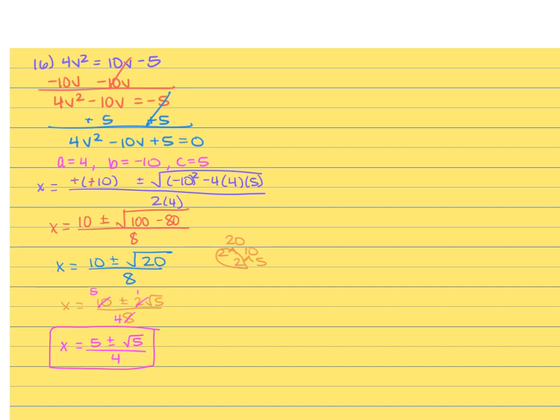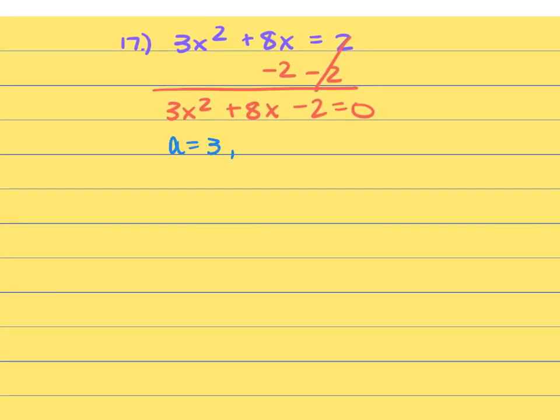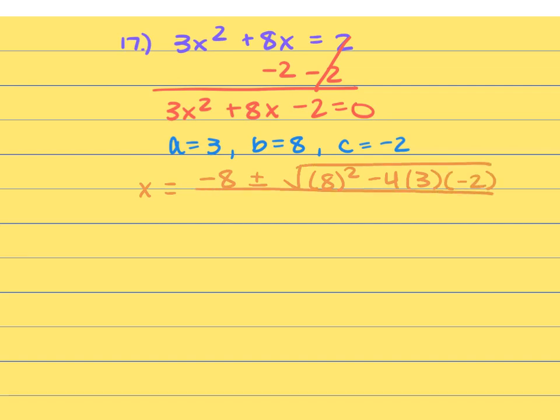For 17, we have 3x squared plus 8x is equal to 2. So we're going to move that 2 over by subtracting it from each side. So 3x squared plus 8x minus 2 is equal to 0. Plug the values in. Your a is 3, your b is 8, your c is negative 2. So this is x is equal to negative 8 plus or minus the square root of 8 squared minus 4 times 3 times negative 2 all over 2 times 3.